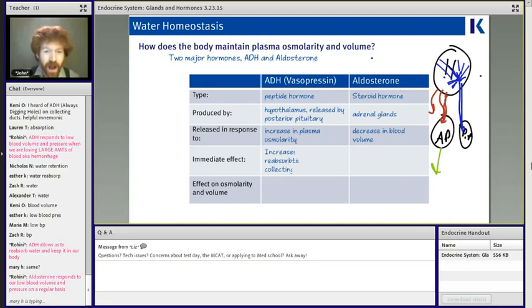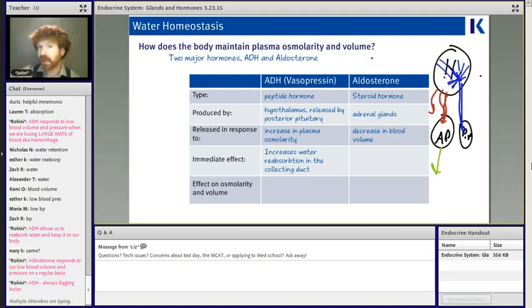There we go. The immediate effect is increasing reabsorption of water in the collecting duct. But now, what about aldosterone? And then we'll talk about the effect at the very end at the bottom here. So what's aldosterone actively do? What's its actual action?